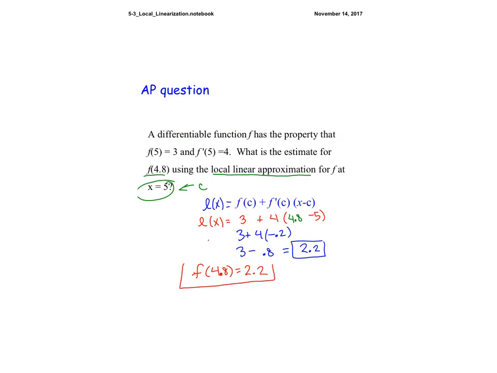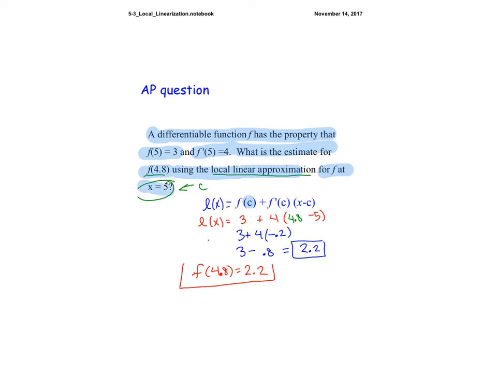Sometimes you get easy problems like this, which don't turn out to be easy, because some people expect to take the derivative and stuff. But over here, you have a differentiable function f that has the property where when you plug in 5, you get a 3. The derivative of that would be 4. What's the estimate for 4.8 using the local linear approximation for f at x equals 5?